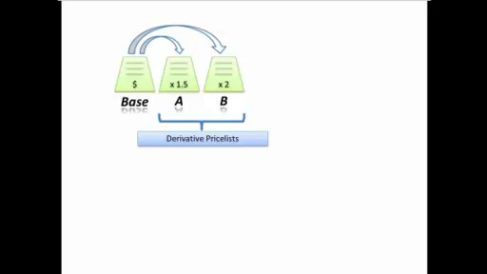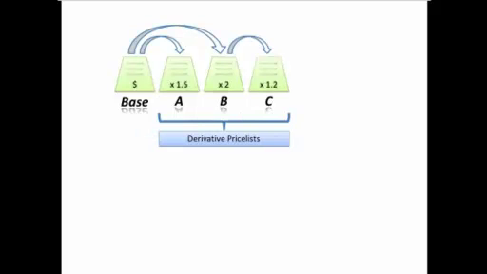So think of that as your A-level customers and your B-level customers. You don't have to derive price lists all from the same base list. You can also create ones based on other ones, so you're chaining your price lists. In this case, price list C will be 1.2 times price list B. If you do it this way, it might be a little harder to manage. It might be a good way to think of it.